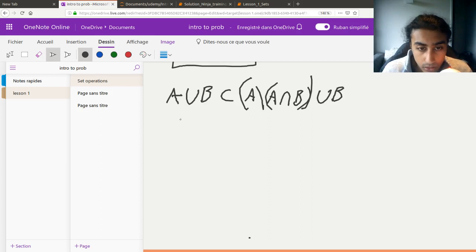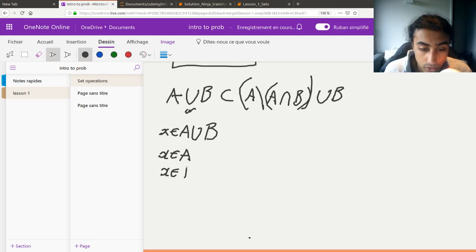Okay, so we need to prove that if an element in here exists, it's going to exist in this set here. So remember, this is an OR. So we have X belongs to A or B. But then we have to consider two cases. We have to consider the case where X belongs to A, or X belongs to B.